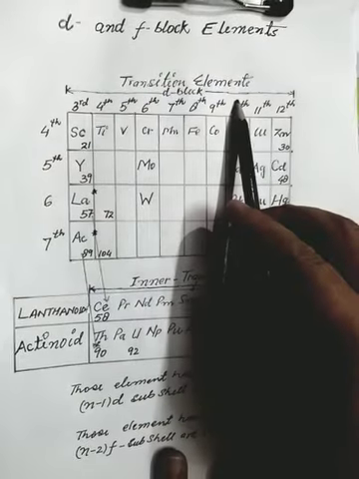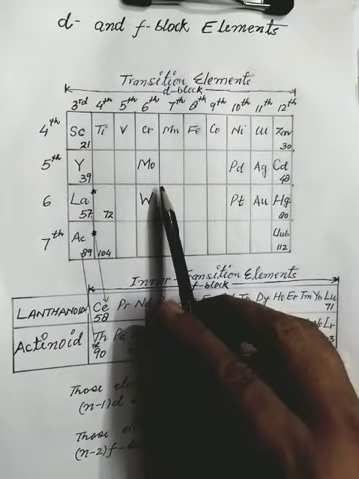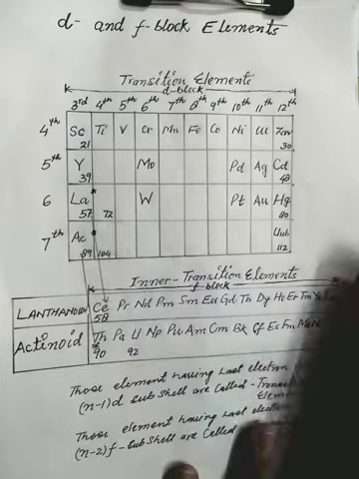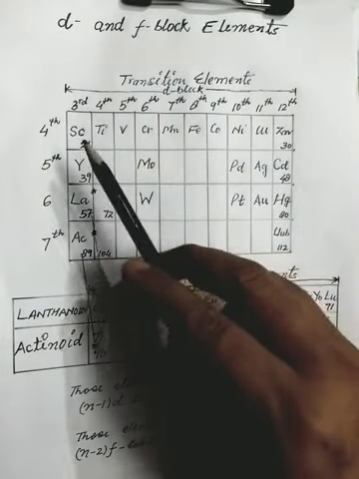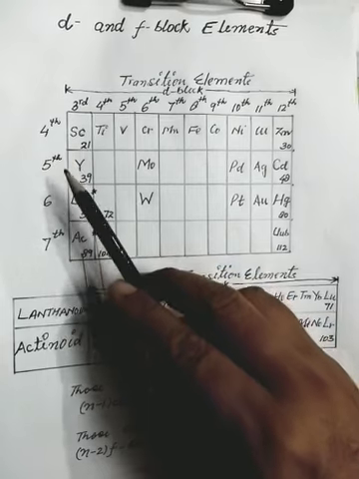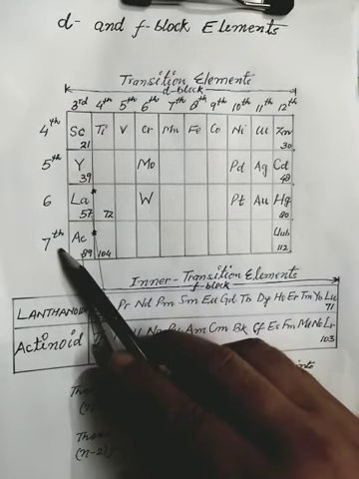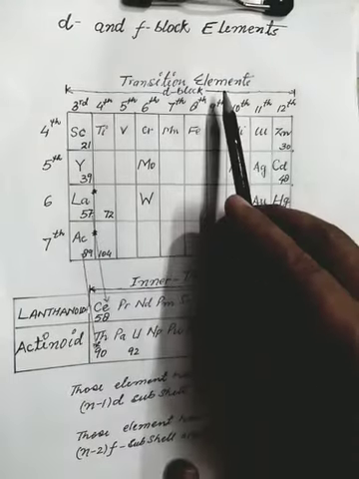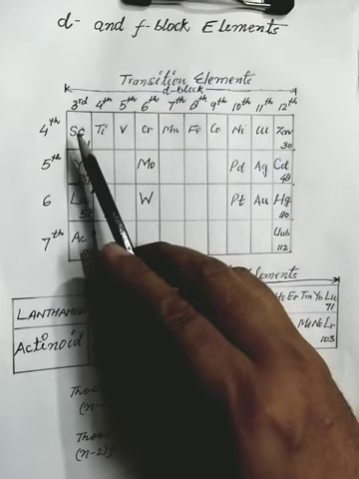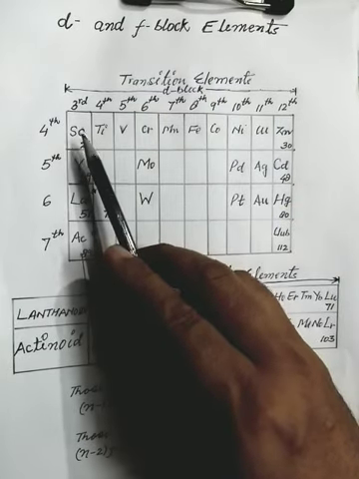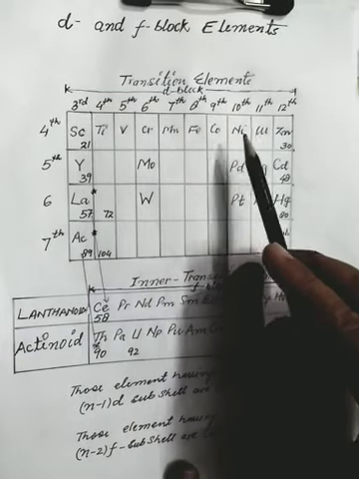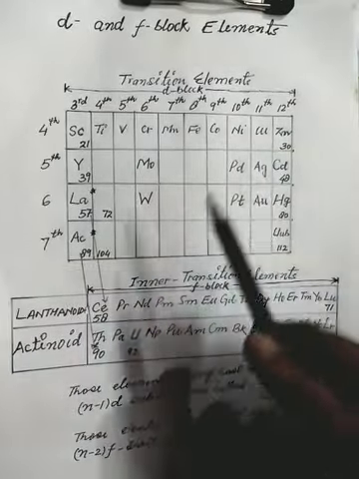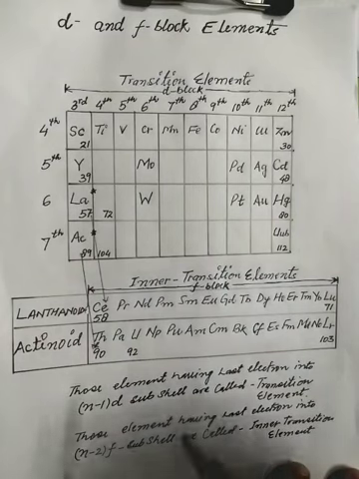Transition elements are placed between s block elements and p block elements. They are placed in the 4th period, 5th period, 6th period and 7th period. Transition elements are present from the 3rd group to the 12th group: 3rd, 4th, 5th, 6th, 7th, 8th, 9th, 10th, 11th and 12th group according to the modern periodic table.